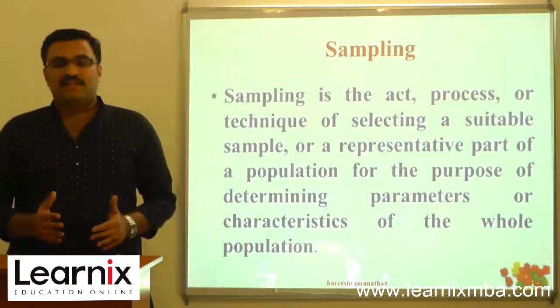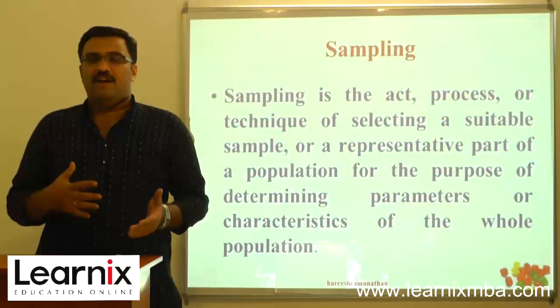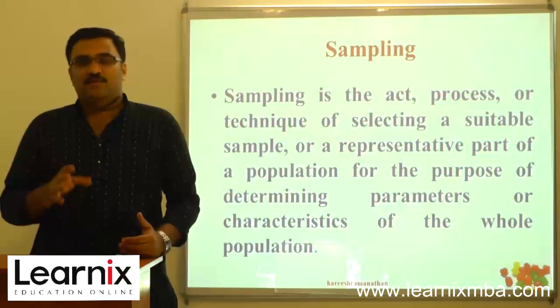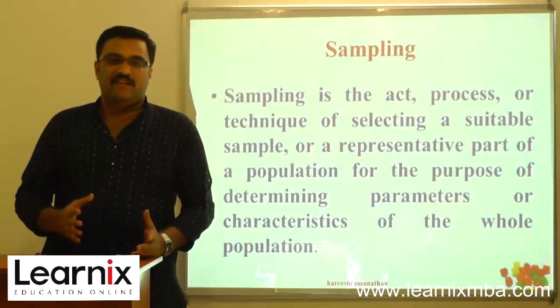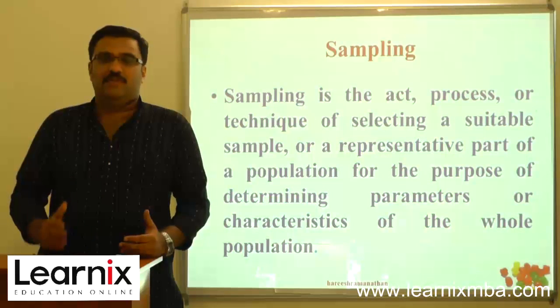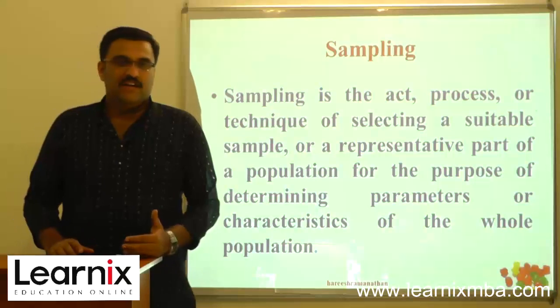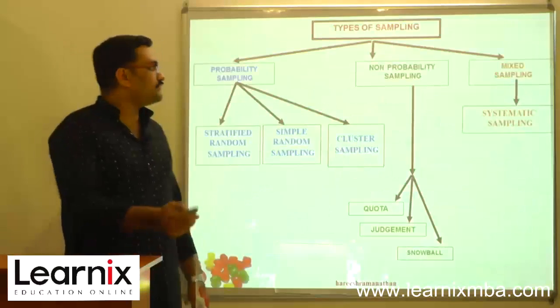In social sciences, usually the population as such will be so huge that in a practical sense it is always better to stick to the sample. Why? Because cost aspects will be there, time constraints will be there, and it will be very difficult and time consuming if you want to go and study the entire population. So people go for sampling.